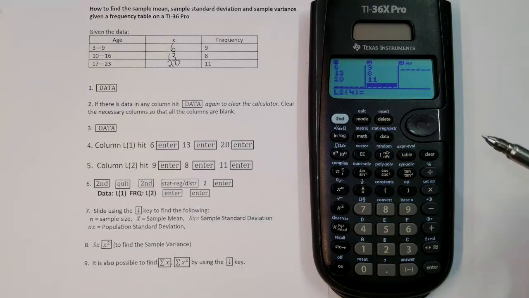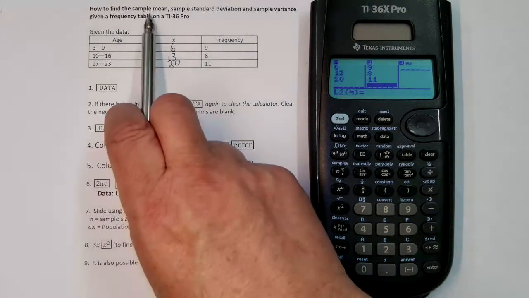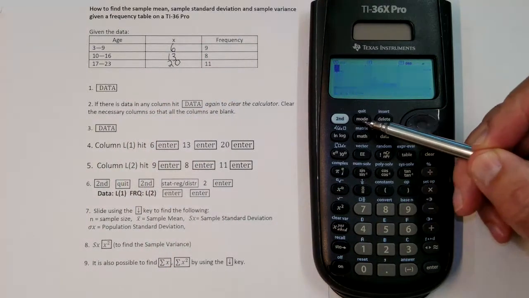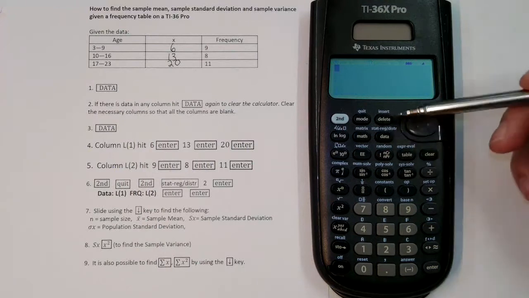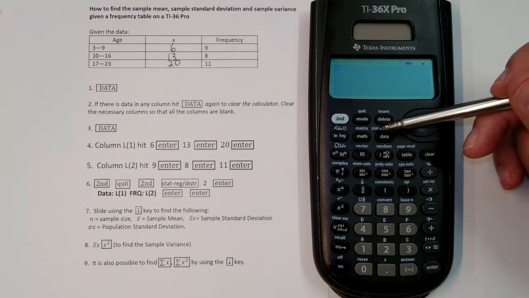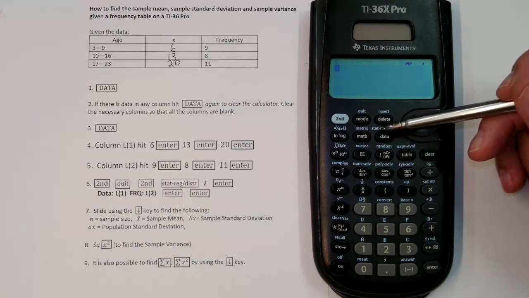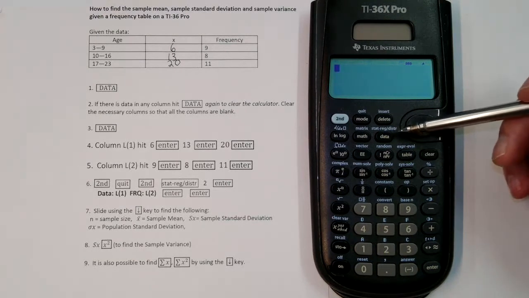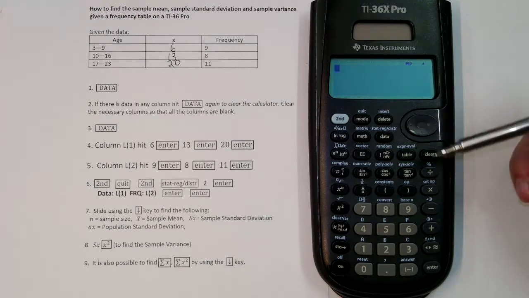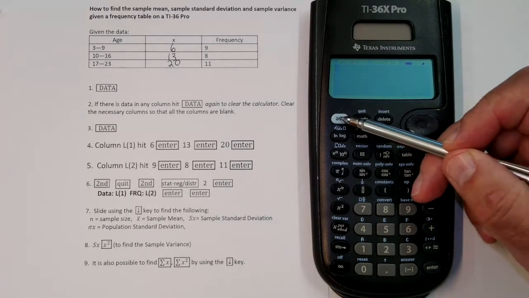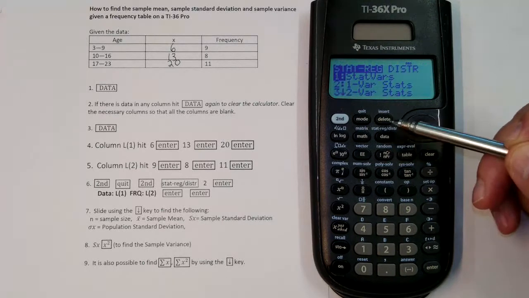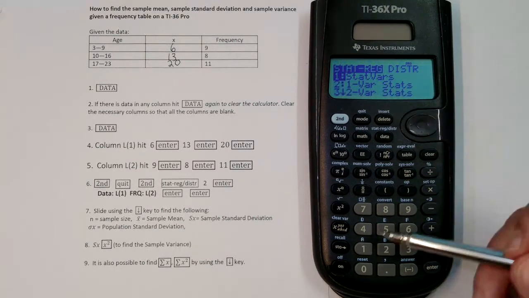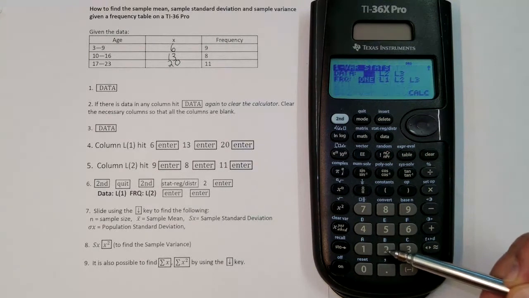Now, we want to go ahead and find out the sample mean, sample standard deviation, sample variance. To do that, we're going to first quit, and so it's blank. And now we're going to do this, the STAT/REG/DISTR. So basically, it's either a regression or statistics. We're going to do statistics. It's the same key. Second stat. Number 2 is one variable statistics. We're going to do one variable statistics, number 2.